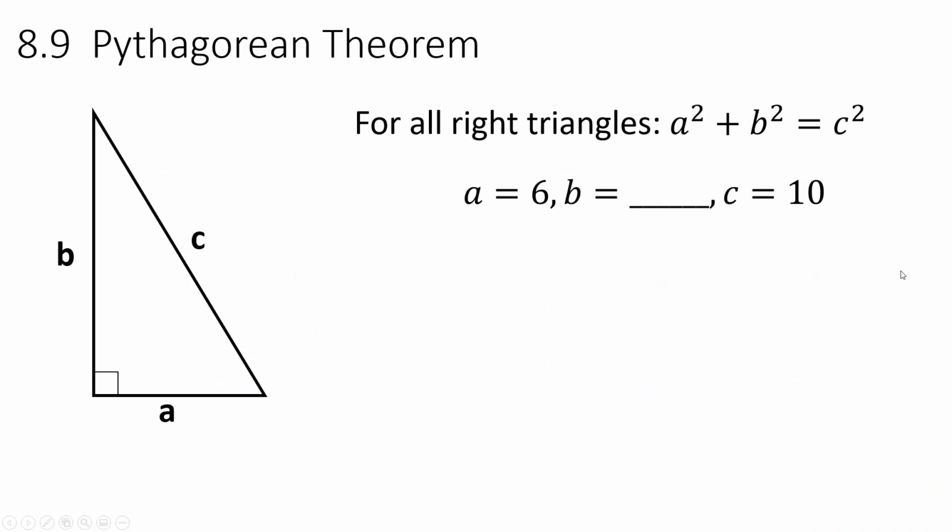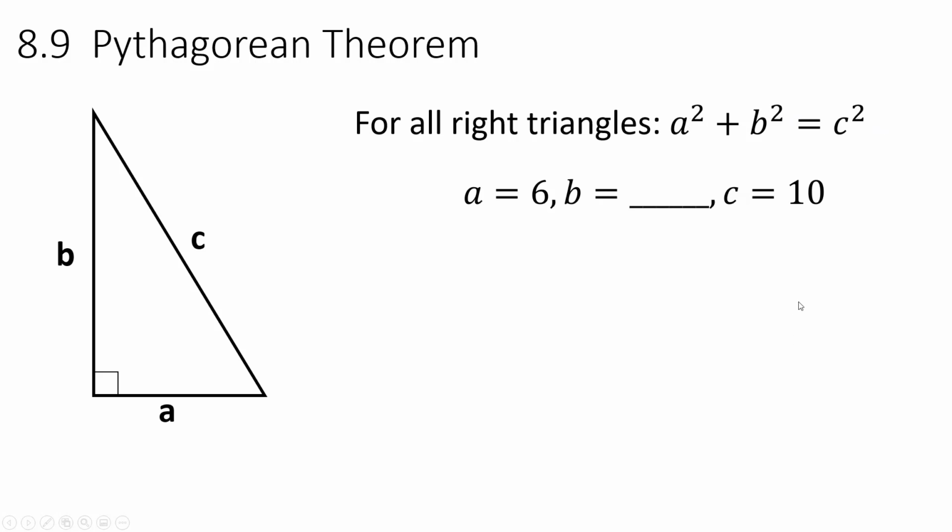Okay, another Pythagorean theorem problem. In the last round of problems, I wasn't giving you C, the hypotenuse. Now I'm giving you C, but I'm not giving you one of the legs, the A or the B. You still follow the same Pythagorean theorem here. You just say a squared plus b squared equals c squared.